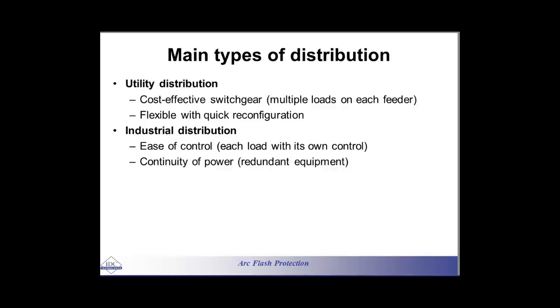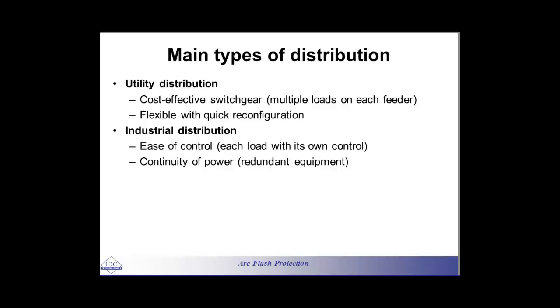From the perspective of the utility, what matters is that this distribution of loads must be done very flexibly and quickly. In other words, the single line diagram, the configuration of the bus bars and loads should be selected in a way so that transferring of loads between the feeders is easy, transferring of supplies is easy, and at the same time it has to be cost effective. It mustn't be so expensive.